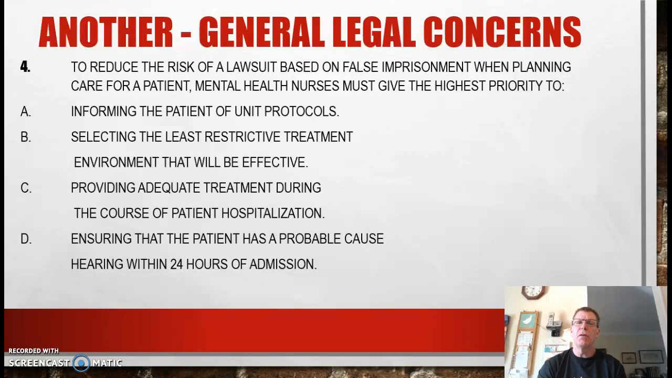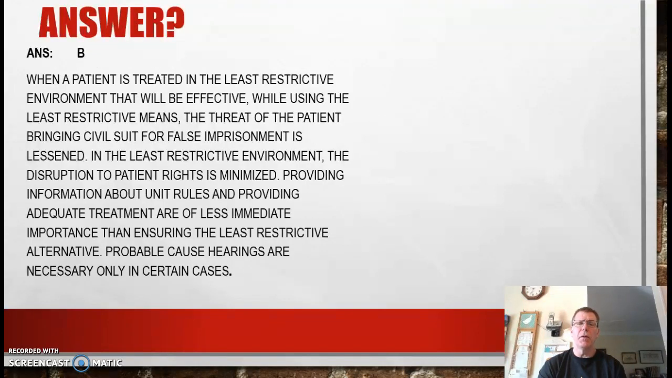So look, to consider in that context: to reduce risk of a lawsuit based on false imprisonment when planning care for a patient, mental health nurses must give the highest priority to... pause your video. And this is a general principle. We already talked about the idea of least restrictive environment, so least restrictive environment that will be effective. Look, they're in a locked unit. So people could point the finger and say that's about false imprisonment.